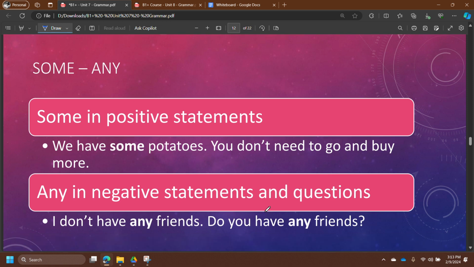And when you're talking about some and any, guys, some is mainly used in positive statements, like we have some potatoes, you don't need to go and buy some more, for example. And any is normally or mainly used in negative statements and questions, like I don't have any friends, do you have any friends? Again, we have any.